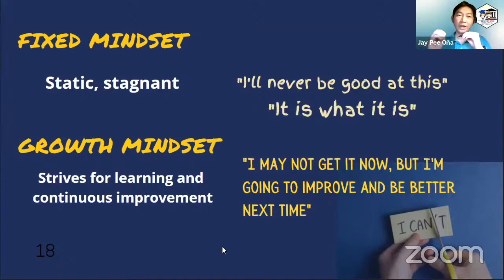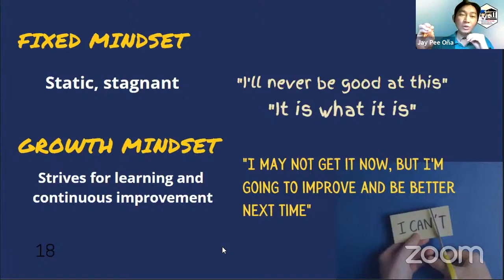like develop in our students the growth mindset, which is like 180 degrees opposite of the fixed mindset, which is just static or stagnant. So I mean, people might say like, I'll never be good at this. Hindi ako I'm not a science person, and I'll never learn this stuff, or it is what it is, or I am what I am. I cannot change. So that is a fixed mindset.